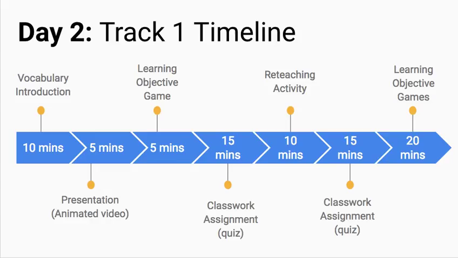We are going to begin by following the Track 1 timeline. This is the track students would take if they did not demonstrate mastery in the pre-assessment on the questions that meet this lesson's objectives.